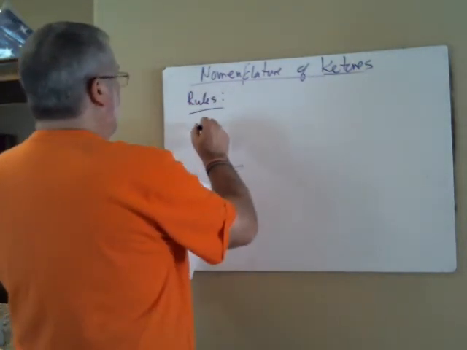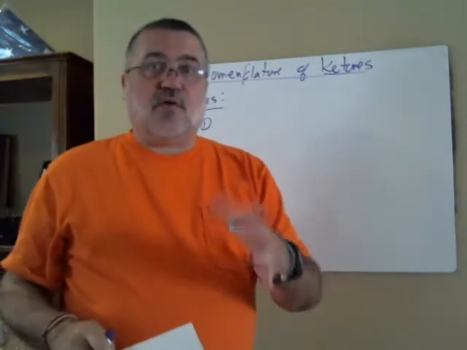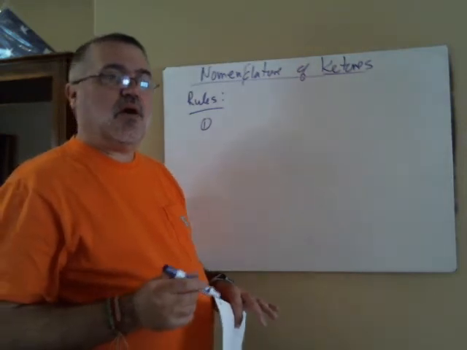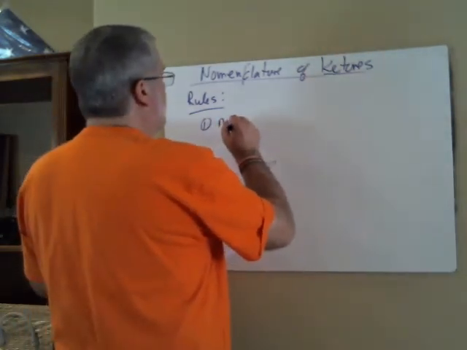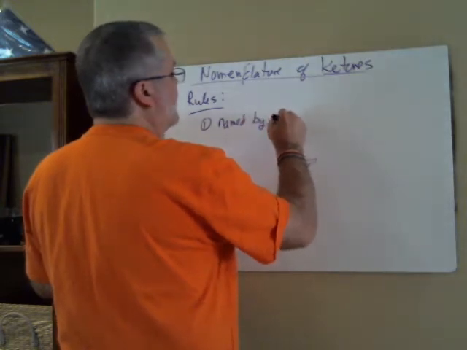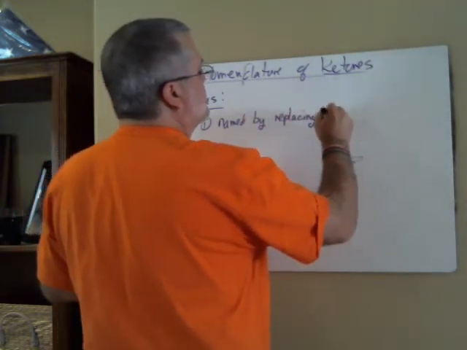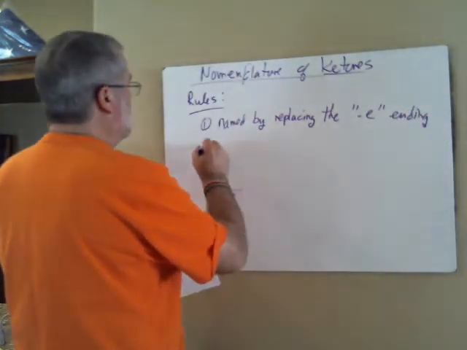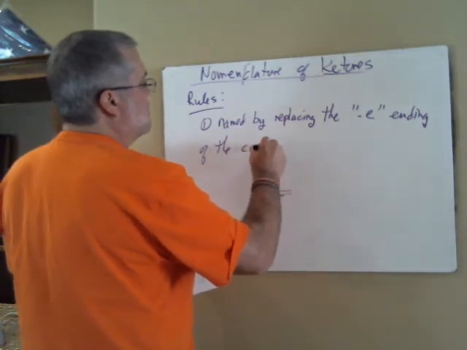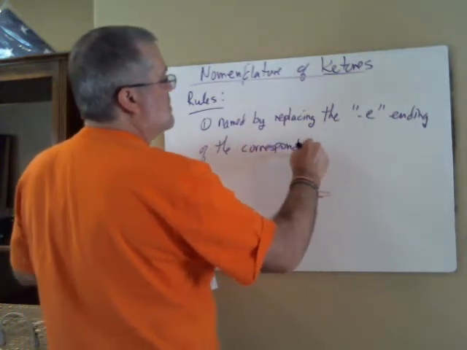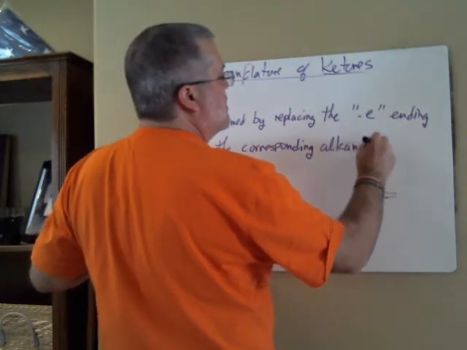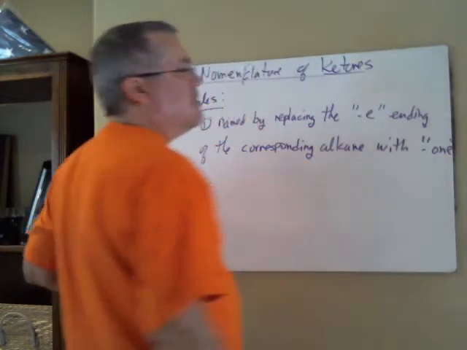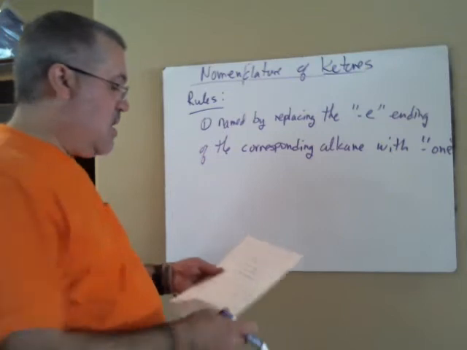Okay, first rule, name by replacing the E ending of the corresponding alkane with the suffix -one, O-N-E. So let me write that. Named by replacing the E ending of the corresponding alkane with a new suffix -one, okay, which comes from ketone, right? Own, okay?